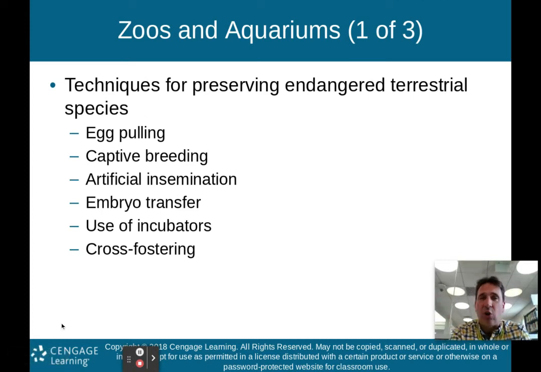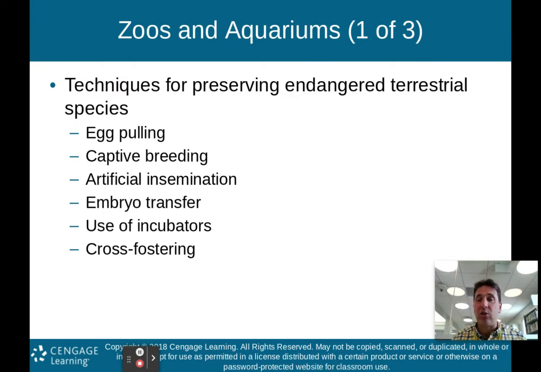Zoos and aquariums are also another way to try to preserve endangered terrestrial species. So what techniques do they use? Well, they use egg pulling, captive breeding, artificial insemination, embryo transfer, use of incubators, and cross-fostering to try to breed and try to raise endangered species.